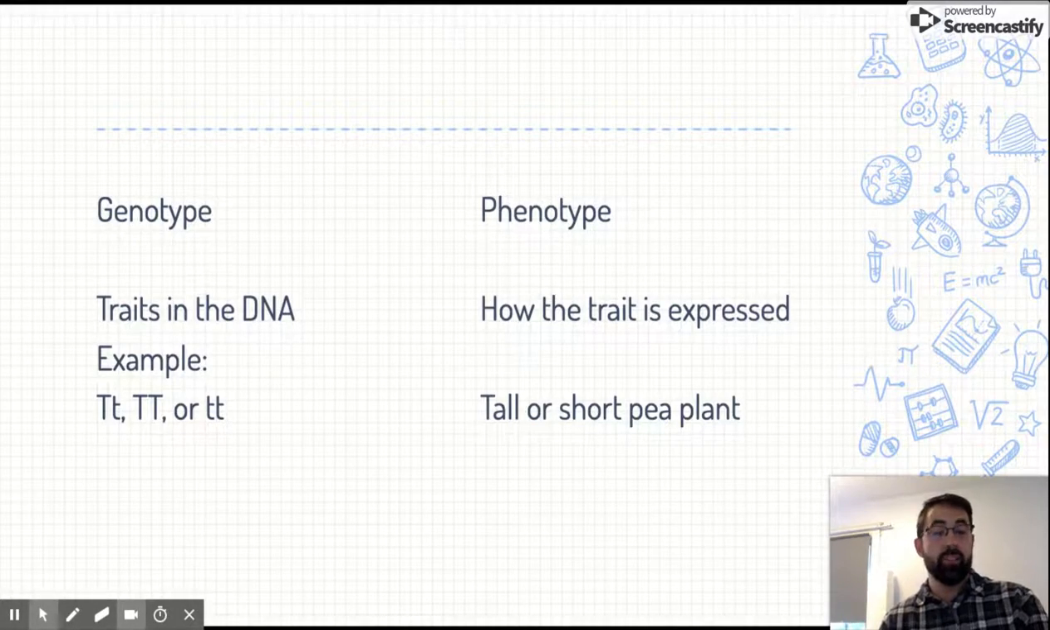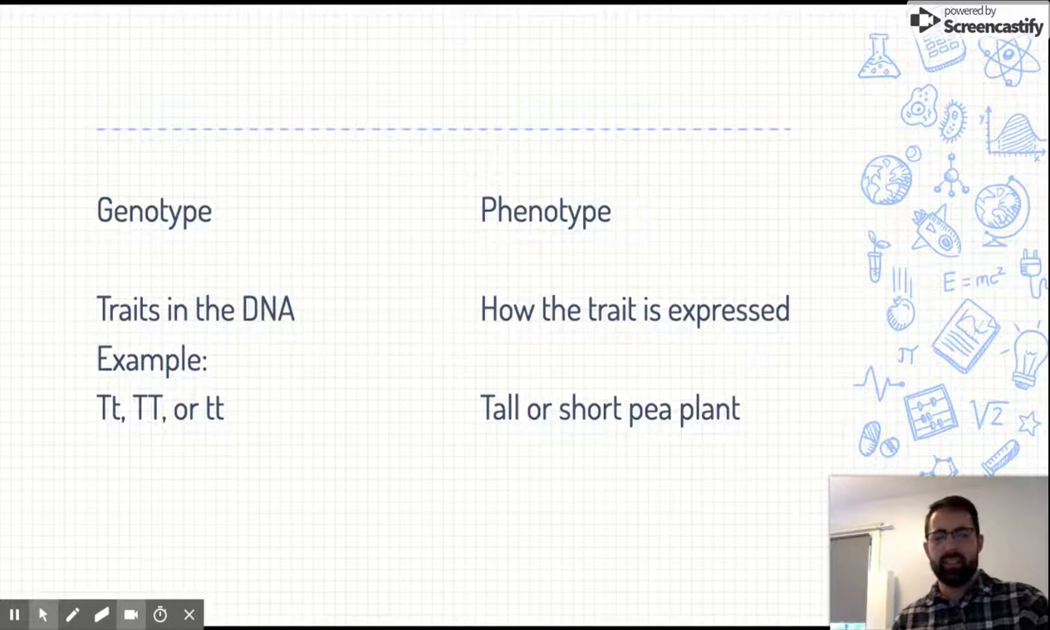Right, so genotype is the traits in the DNA, and this could be homozygous, heterozygous, dominant, whatever: big T, little t, big T, big T, little t. Those are all the possible genotypes. The phenotype is how it's expressed, its physical presence, and this is tall or short, in this example of the pea plant. This will help our conversation because it gets a little complicated with this question.